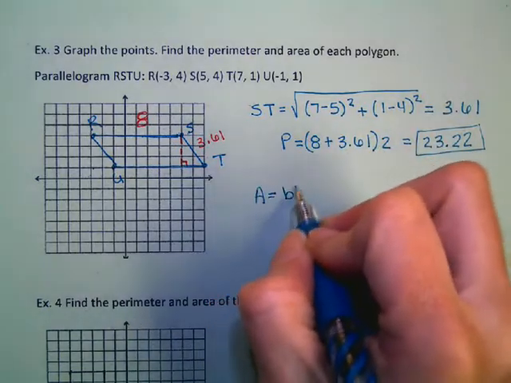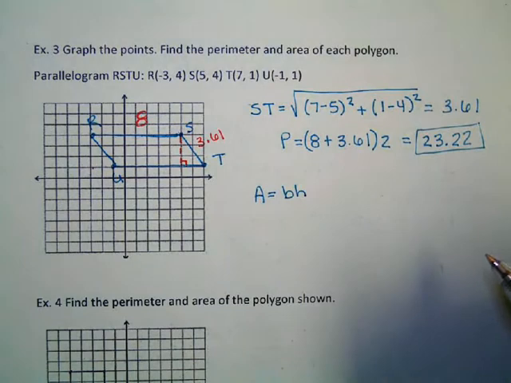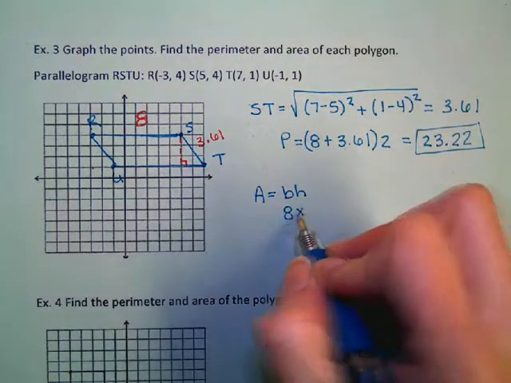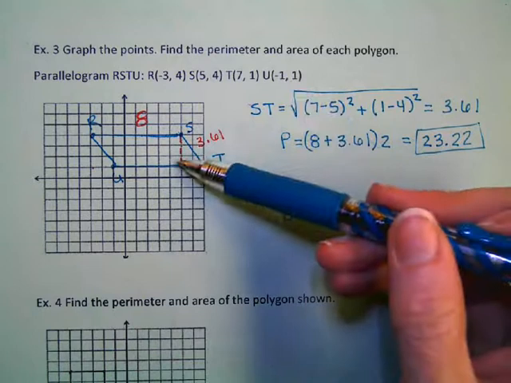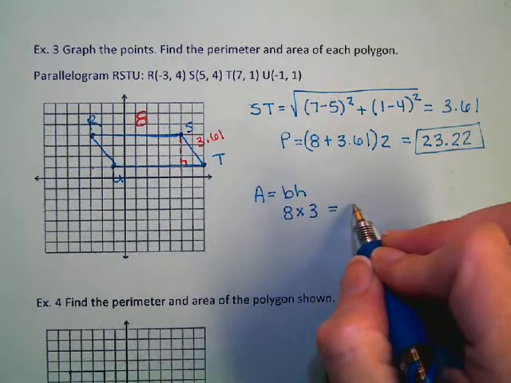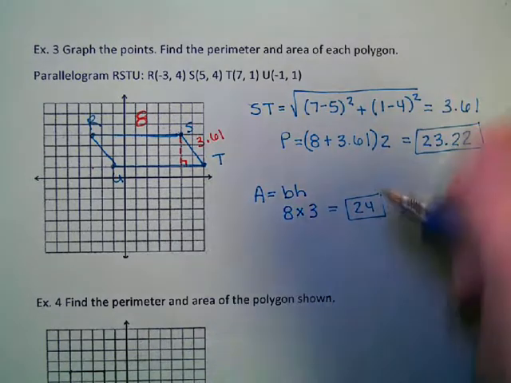A rectangle and parallelogram have the same formula. It's just base times height. The base and height are where the 90 degree corners meet. So for this one, my base is 8, and my height, let's count, 1, 2, 3. We have a height of 3. So 8 times 3, the area is going to be 24.